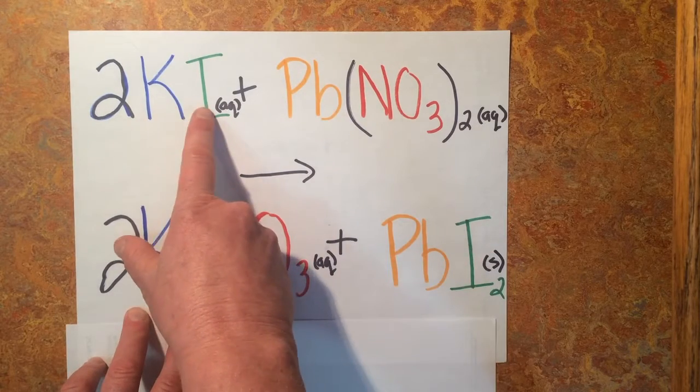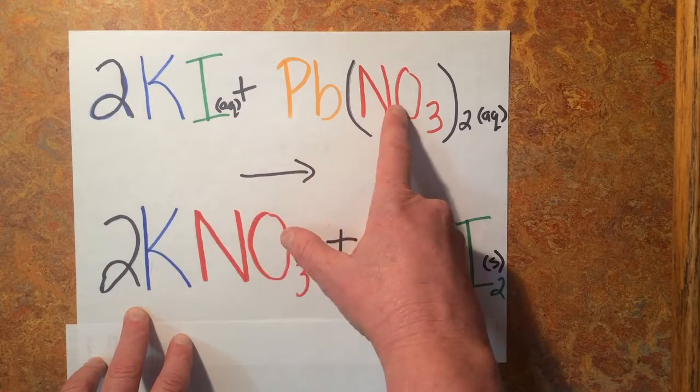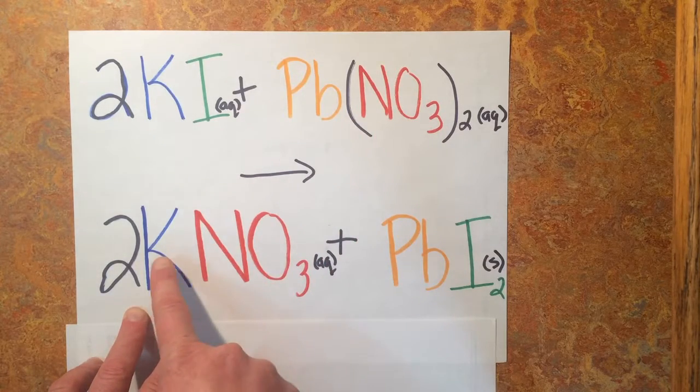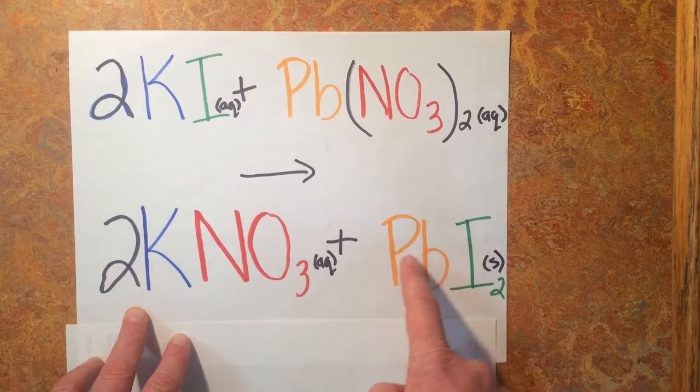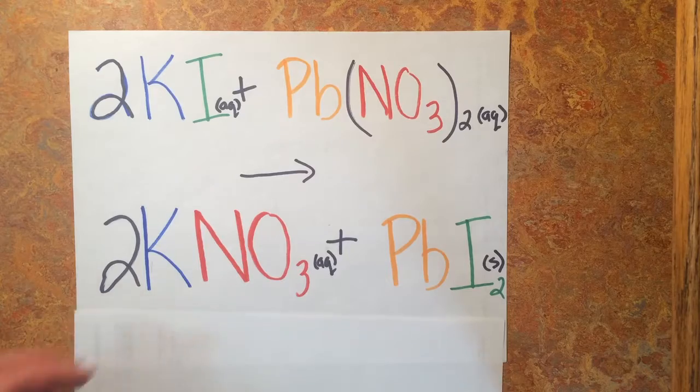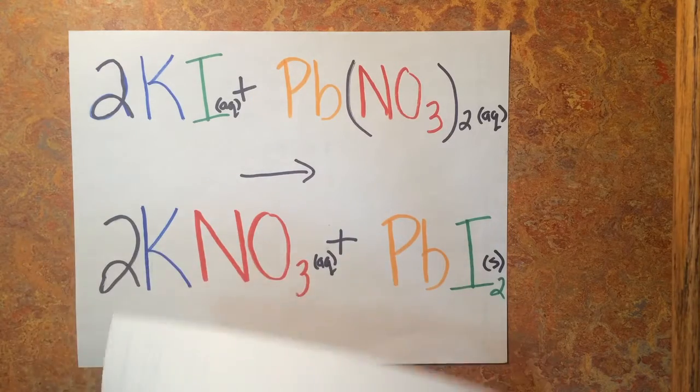Notice we had blue and green here and orange and red here, and now the partners have recombined, so we have blue and red and orange and green. So they've just switched partners. Let's watch and see what that looks like.